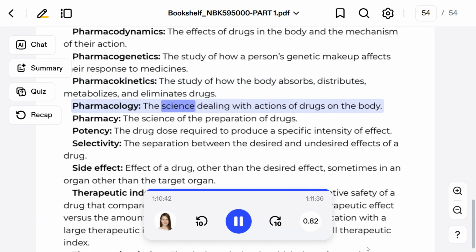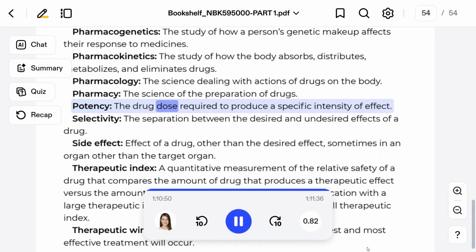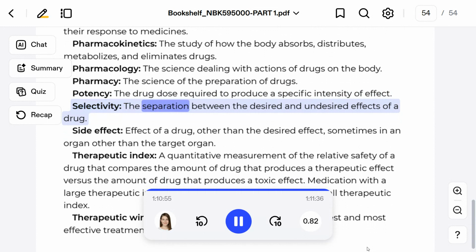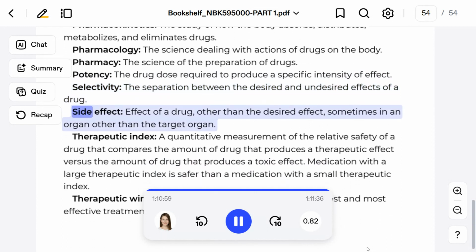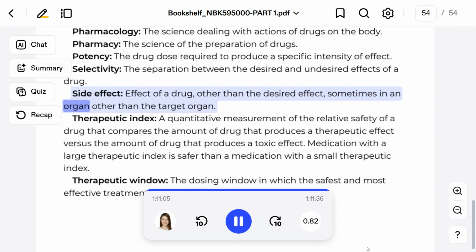Pharmacology, the science dealing with actions of drugs on the body. Pharmacy, the science of the preparation of drugs. Potency, the drug dose required to produce a specific intensity of effect. Selectivity, the separation between the desired and undesired effects of a drug. Side effect, effect of a drug, other than the desired effect, sometimes in an organ other than the target organ.